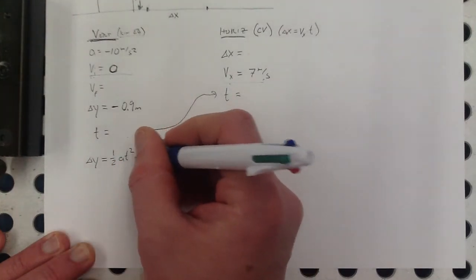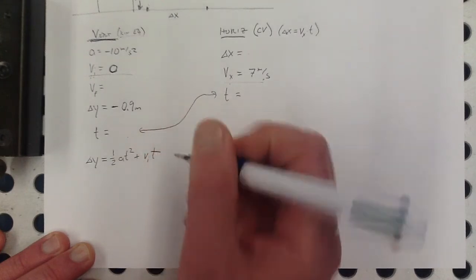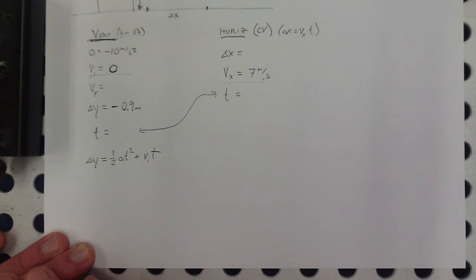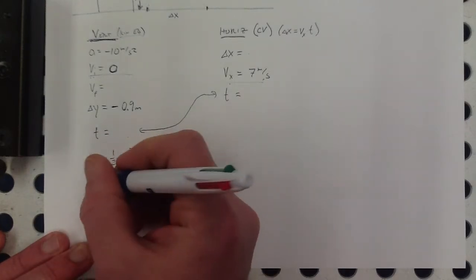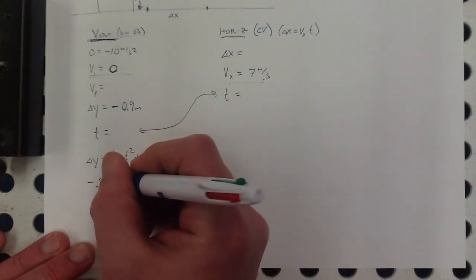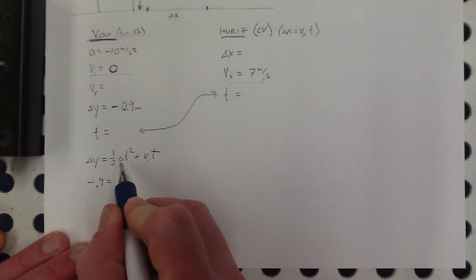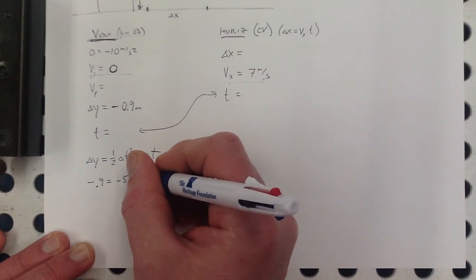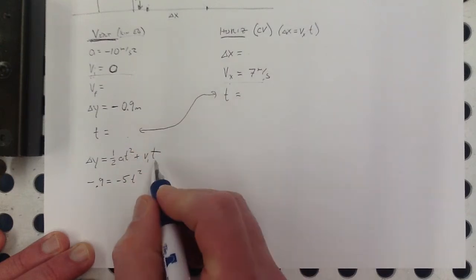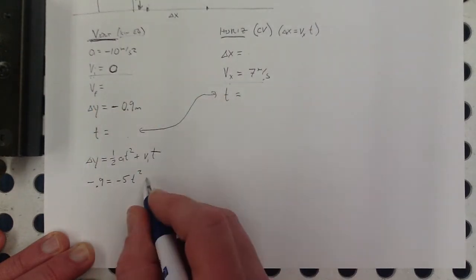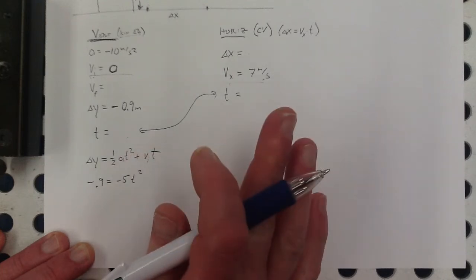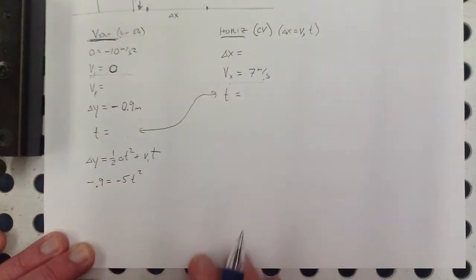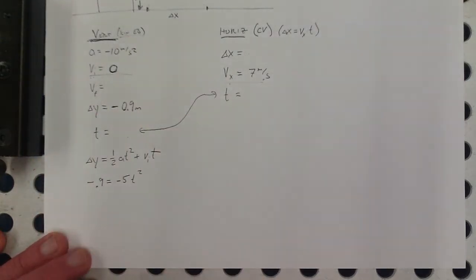Important, I think, to write with delta y, not a delta x. So delta y is equal to 1/2 at squared plus vit. Delta y is negative 0.9. 1/2 a is negative 5, t squared, plus vi is 0 times t, so that's 0 because of the vi. That's always going to be true for these horizontal launch problems because that's always going to be 0.